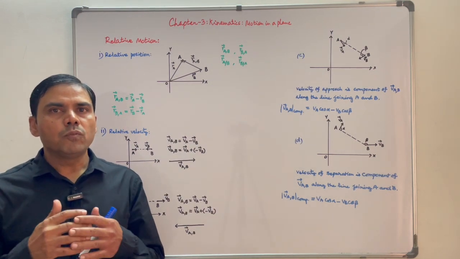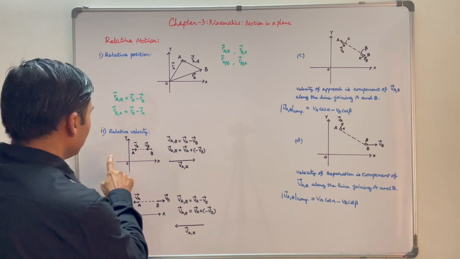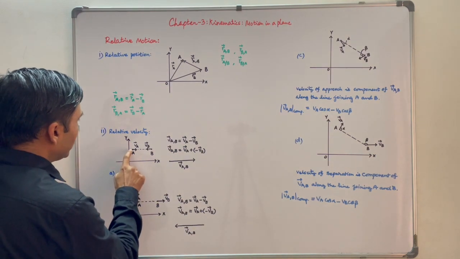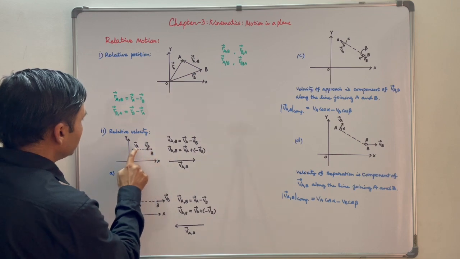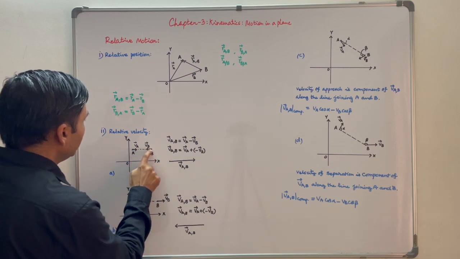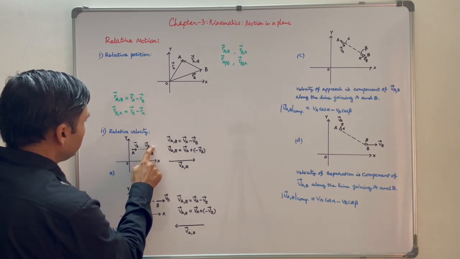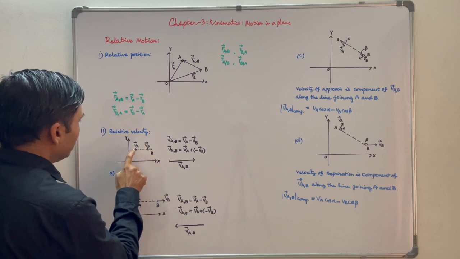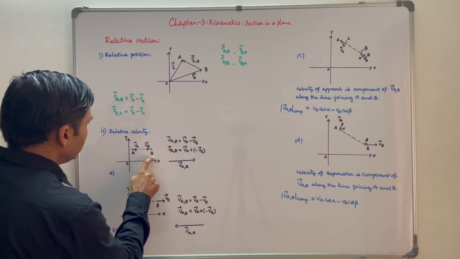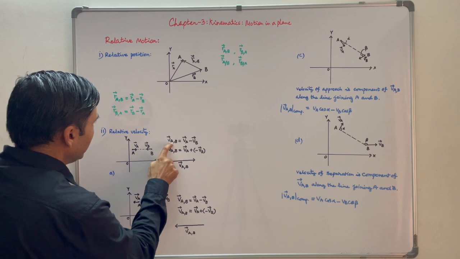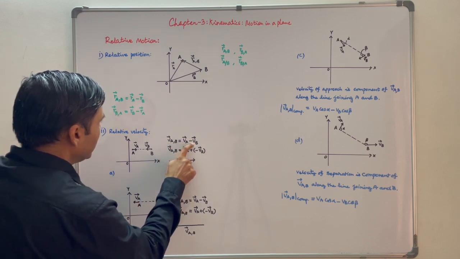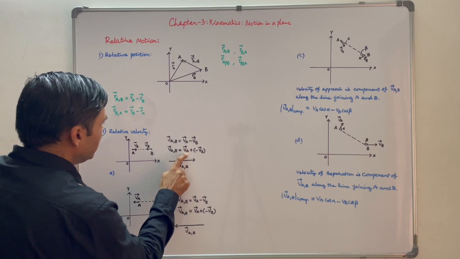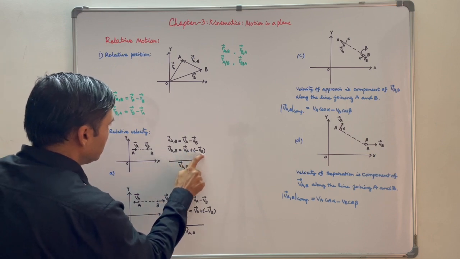Now let us understand relative velocity. We will consider four scenarios. Scenario 1. Consider two particles, particle A and particle B. They are moving towards each other along the line joining them with velocities VA and VB respectively. Then velocity of A with respect to B is given by vector VA,B, and that is equal to vector VA minus vector VB. This can be written as vector VA plus of minus vector VB.